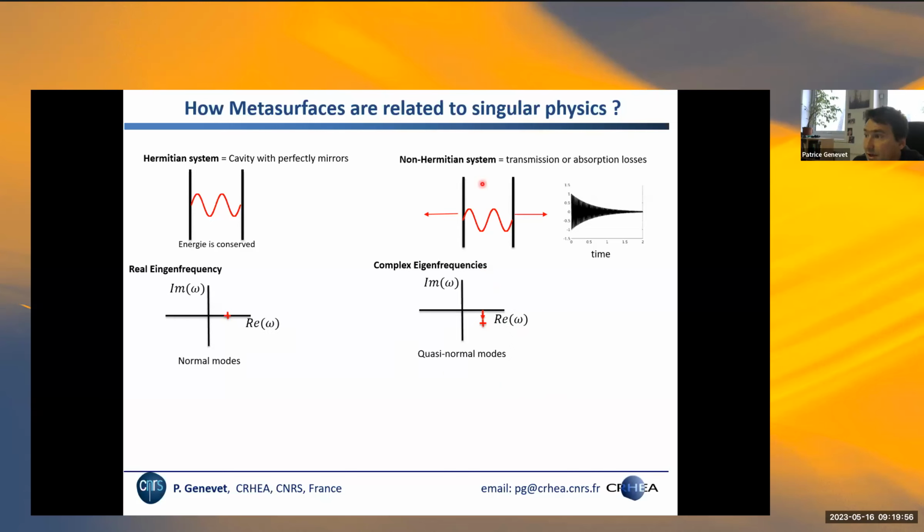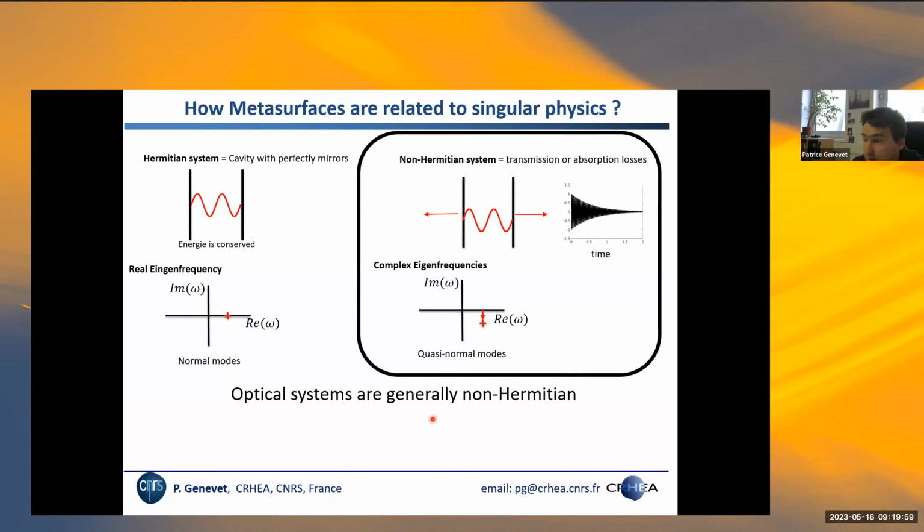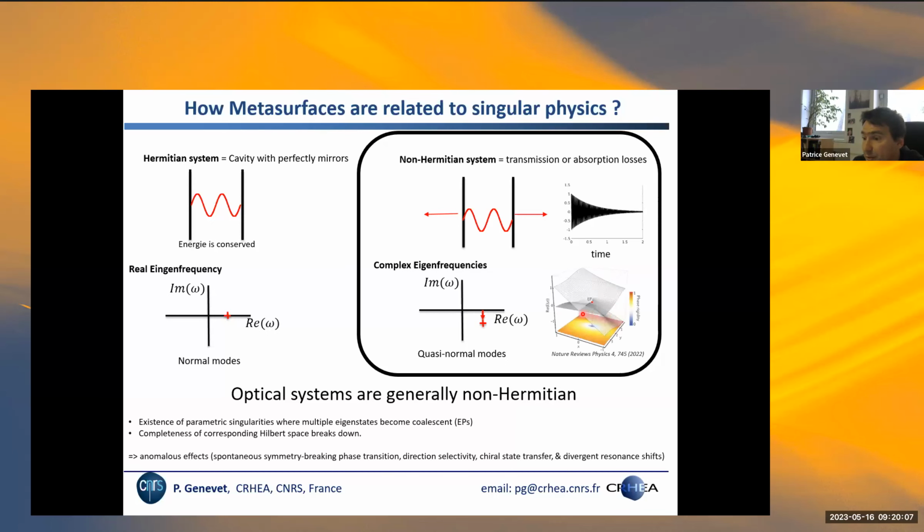And this non-Hermiticity here is actually very interesting, because it's not only the fact that all optical systems are generally non-Hermitian, it's because non-Hermiticity brings new types of physics. For example, you could have what we call parametric singularities, where multiple eigenstates here, for example, at this exceptional point here, become coalescent. The Hilbert space that represents the system is not anymore complete, and that brings an ensemble of anomalous effects, including spontaneous symmetry breaking, directivity, chiral state transfer, divergent resonance shift. I will show you some of these examples here in nanophotonic systems.